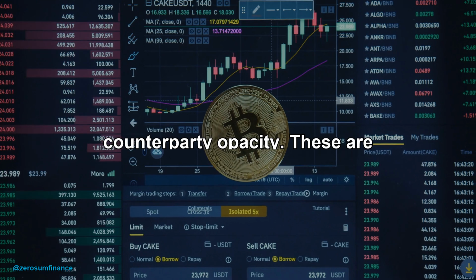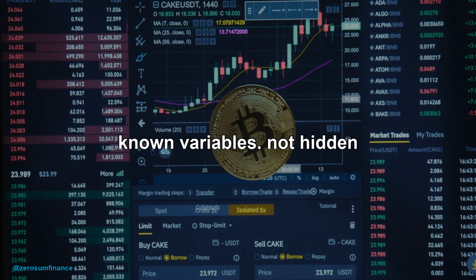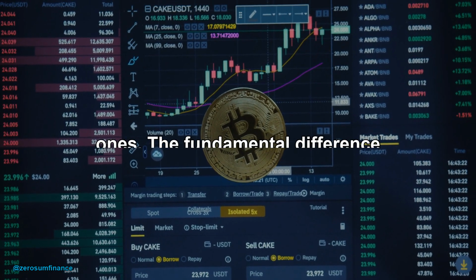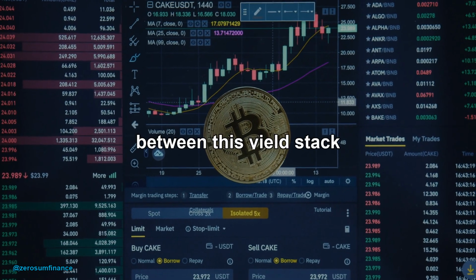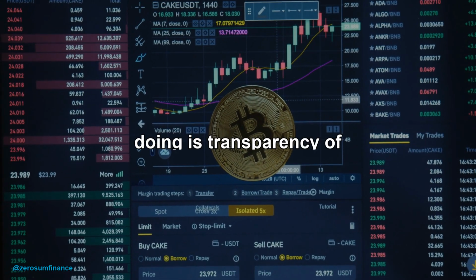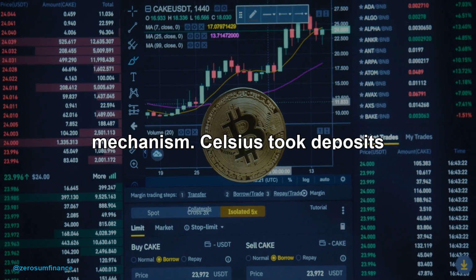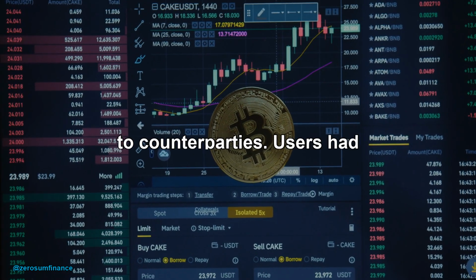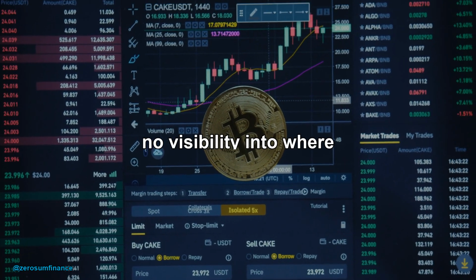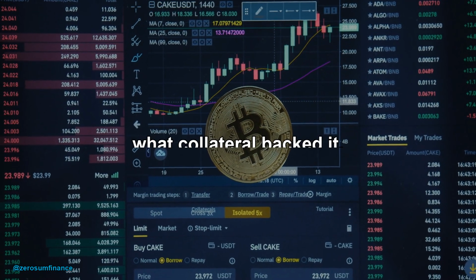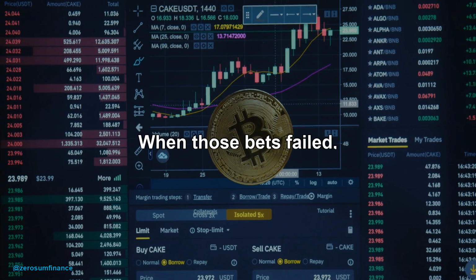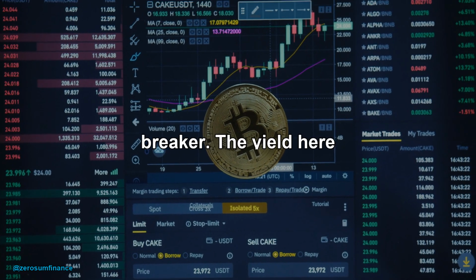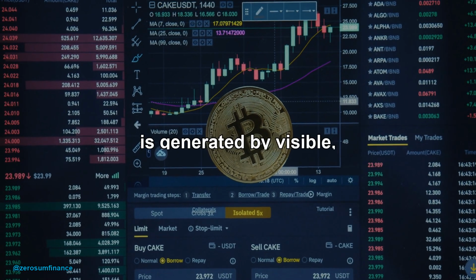The fundamental difference between this yield stack and what Celsius was doing is transparency of mechanism. Celsius took deposits and made undisclosed loans to counterparties. Users had no visibility into where their money went or what collateral backed it. When those bets failed, there was no circuit breaker. The yield here is generated by visible on-chain activity that anyone with a blockchain explorer can verify in real time.